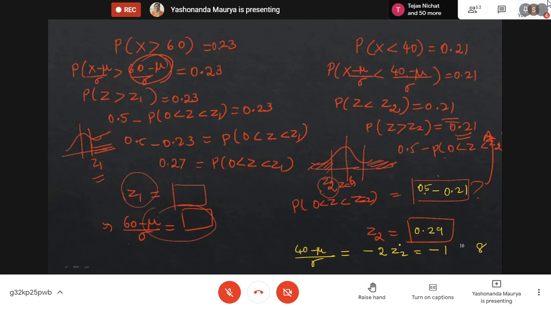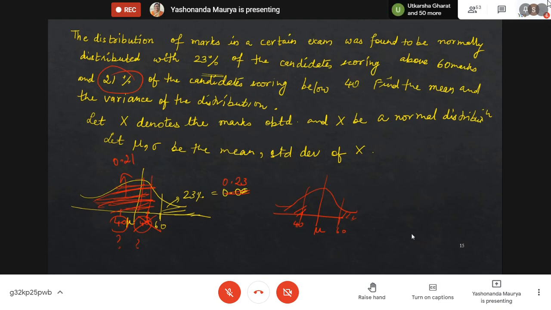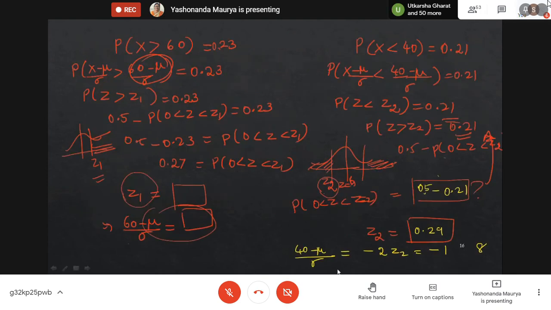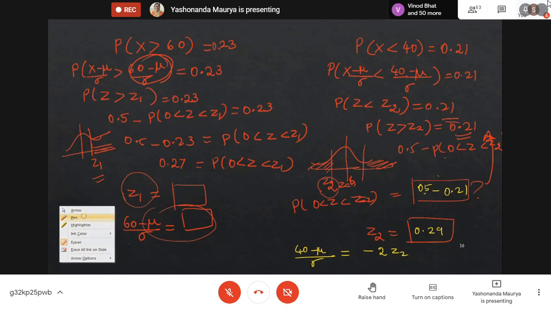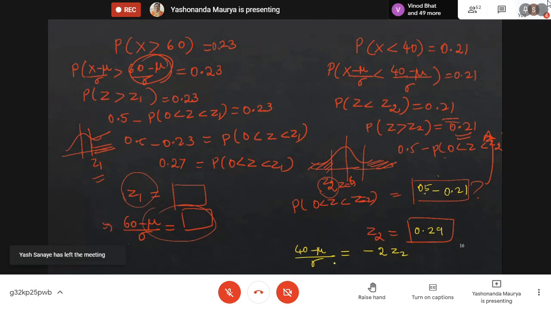What was the value of sigma? I forgot the value of sigma. Okay, we have to find it. So this is what we get. This will be minus 0.9. Now you solve it, and you'll get the value of sigma and mu.